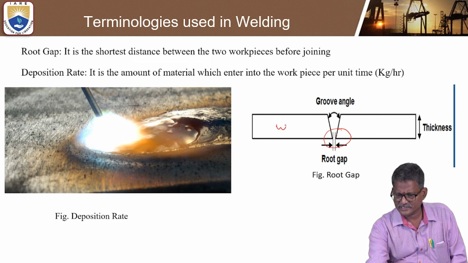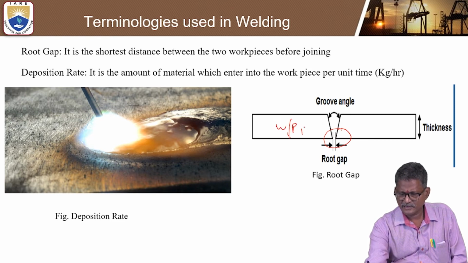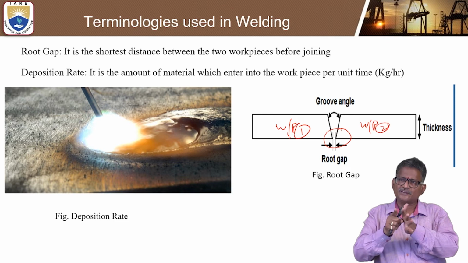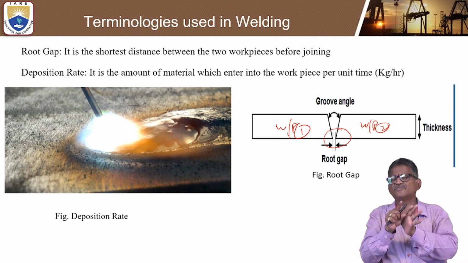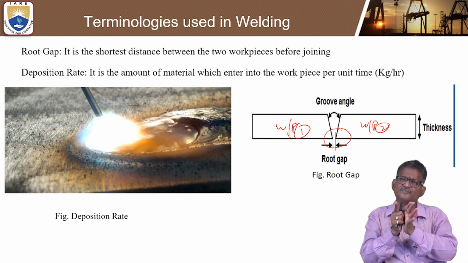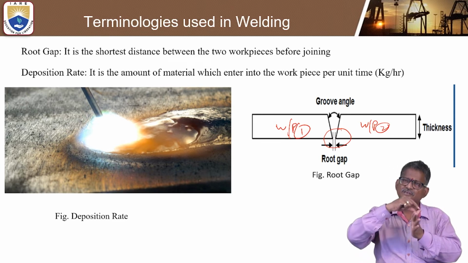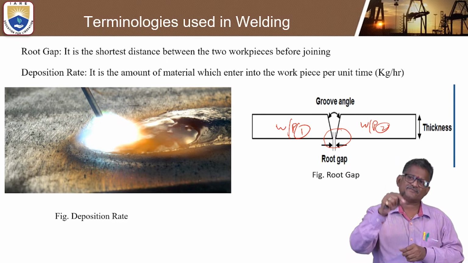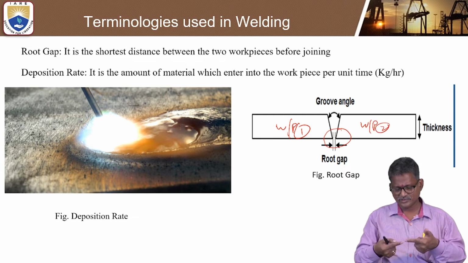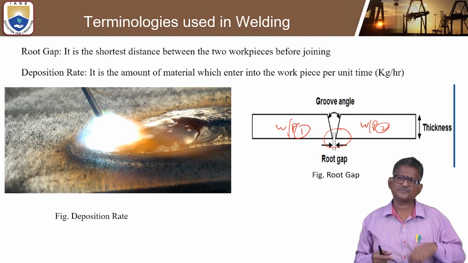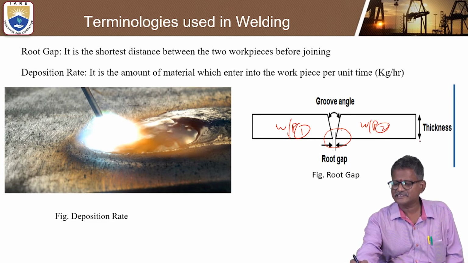The two workpieces, workpiece 1 and workpiece 2, joined together can be given some root gap, with the groove angle inclination, which will be 30 to 40 or 60 degrees. Wherever that groove angle is increased, the molten metal and filler metal can fill in those workpieces, and both pieces will be joined very effectively. So that is root gap. This is called thickness and groove angle.